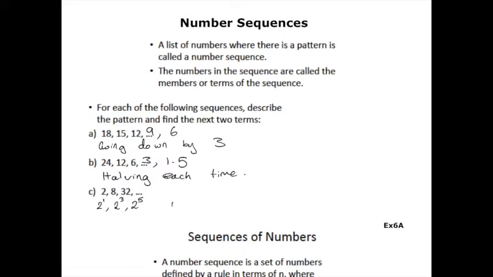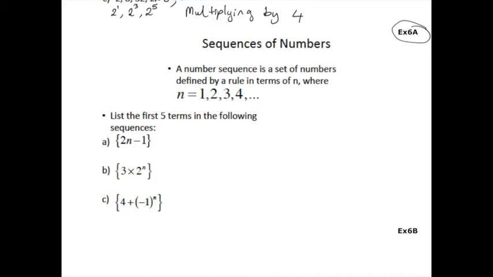So let's write that down. Multiplying by 4. Can anyone tell me what the next term is? Beautiful. Does anyone want to try the next term? 512. Beautiful.